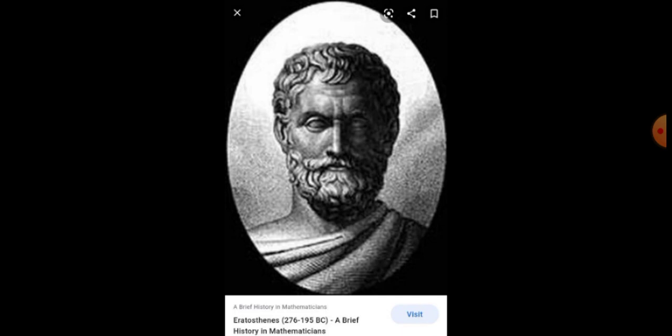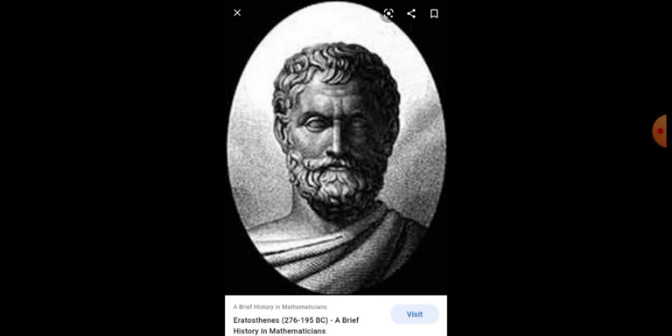The first one is human geography. Human geography is the study of the interrelationship between people, place, environment, etc.